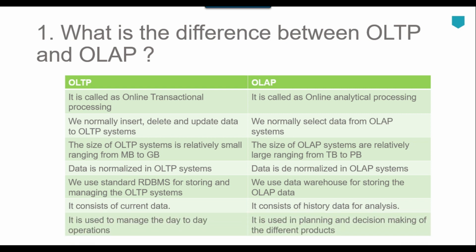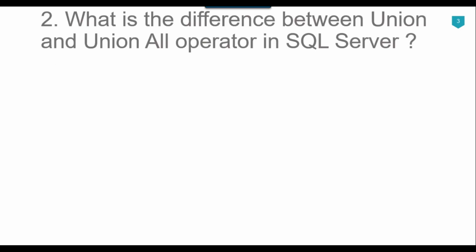OLTP systems are used to manage day-to-day operations, while OLAP systems are used in planning and decision making for different products. Our next question is, what is the difference between the UNION and UNION ALL operators in SQL Server?